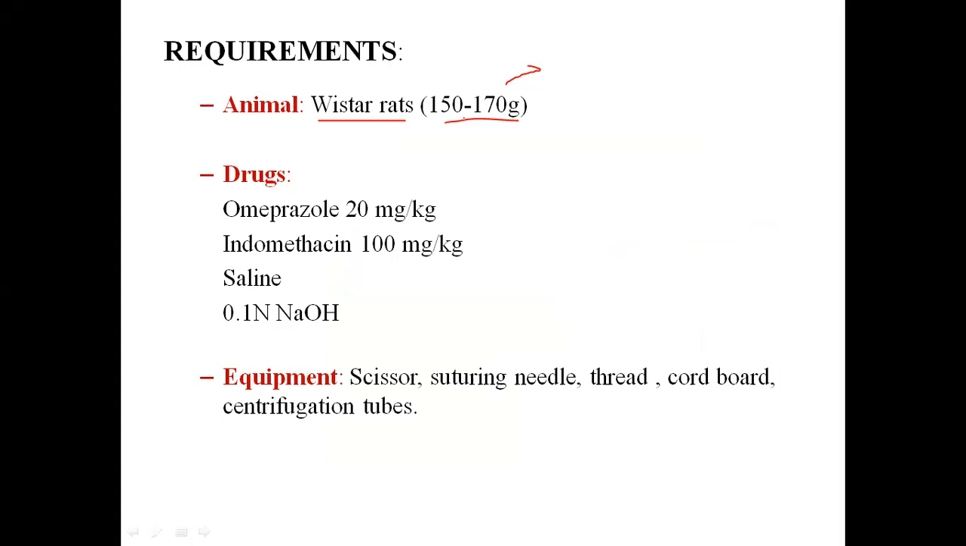Yes, sir. Okay. Now see, the weight of the animal is 150 to 170. So you should take care of this weight, because we use this weight to calculate the dose. So the weight is important.